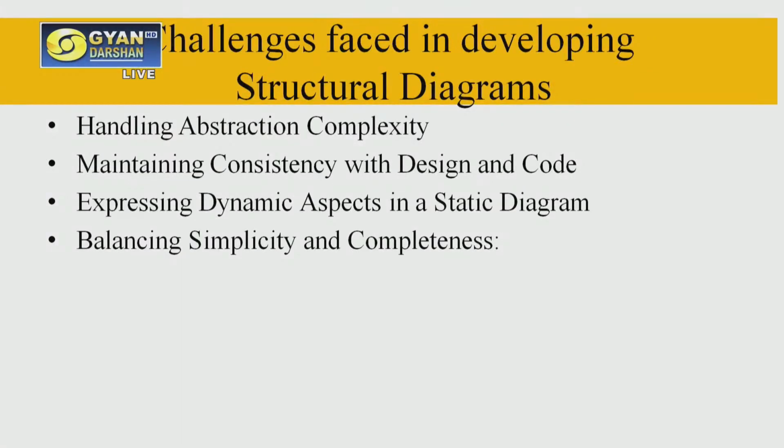Then there is expressing dynamic behavior. Because these are static diagrams, for that purpose we use behavioral diagrams. That challenge is addressed by other kinds of diagrams which we design when we are doing the UML design of the system. And we have to balance the simplicity of the whole representation of the system with the completeness of the system. If we take care of all these aspects, then we can address the challenges.